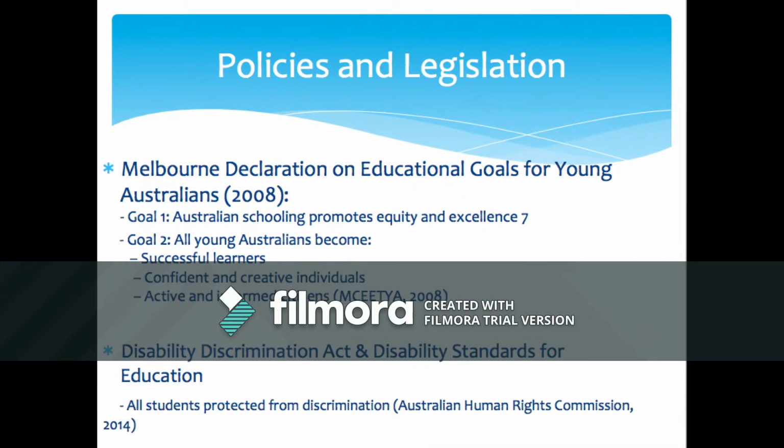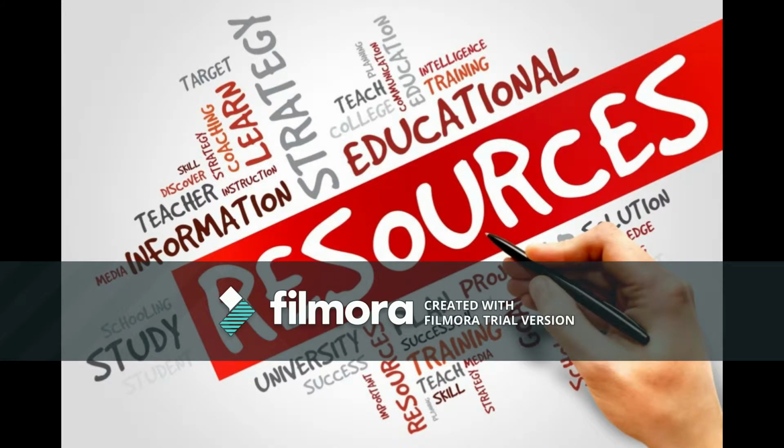There are many policies and legislations that protect the rights of students and ensure equality within the classroom, such as the Melbourne Declaration on Educational Goals for Young Australians, the Disability Discrimination Act, and the Disability Standards for Education. In order to create an inclusive environment and cater for individual needs, appropriate resources should be implemented within the classroom.